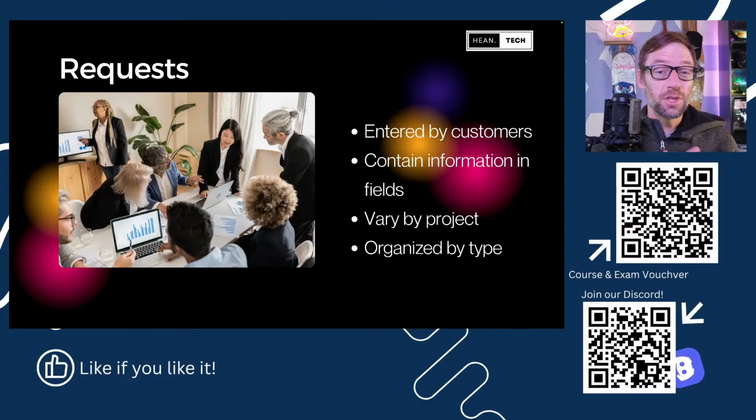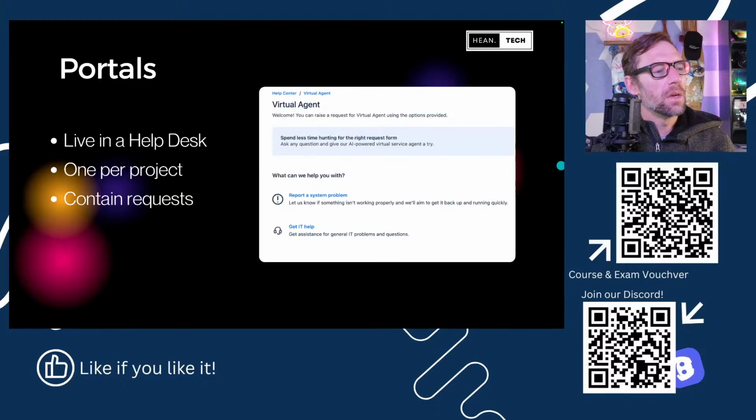And this is where, as someone using JSM, if you start to notice new types of work coming in, let your admin know and say, hey, I think we need a different request. People are getting confused. Now, all those requests are bundled together into a portal. And we briefly saw this, and we'll go back and take a look at this. But that portal is where customers go to click on reporting a system problem or getting IT help.